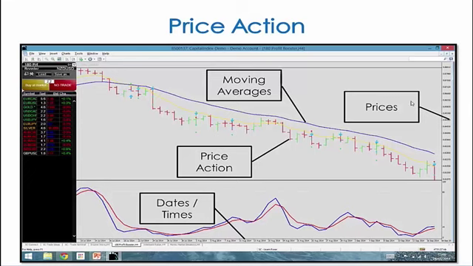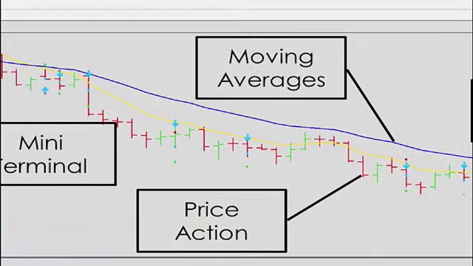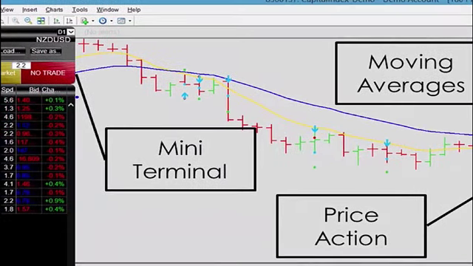Moving over to the left-hand side now, we can see something called the mini terminal. Now, the mini terminal over here, if we look at the top, right now we can see that it's saying no trade.